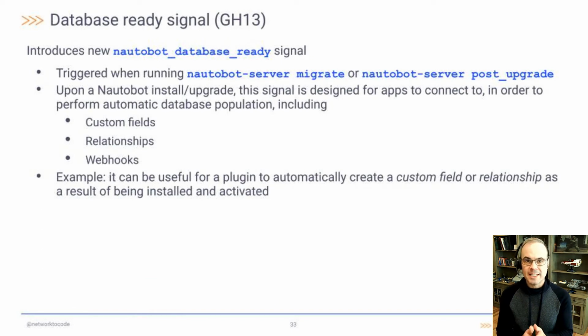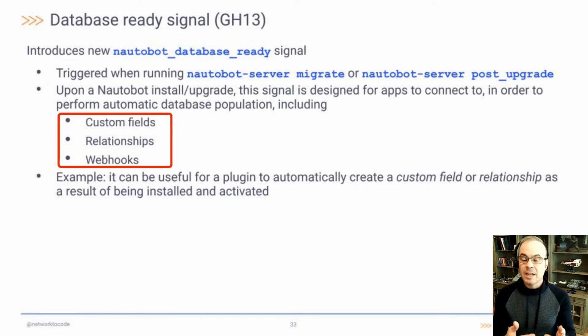GitHub 13, database ready signal. This is very helpful in orchestrating specific events. For example, it might be useful for a plugin or app to automatically create a custom field or relationship as a result of being installed and activated. This database ready signal can provide the queuing to let the app know that they can go ahead and create that custom field or relationship when ready.